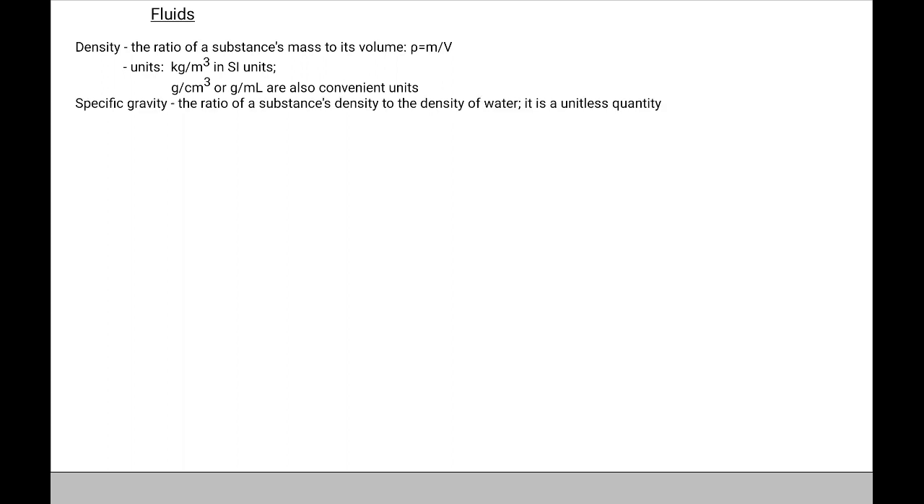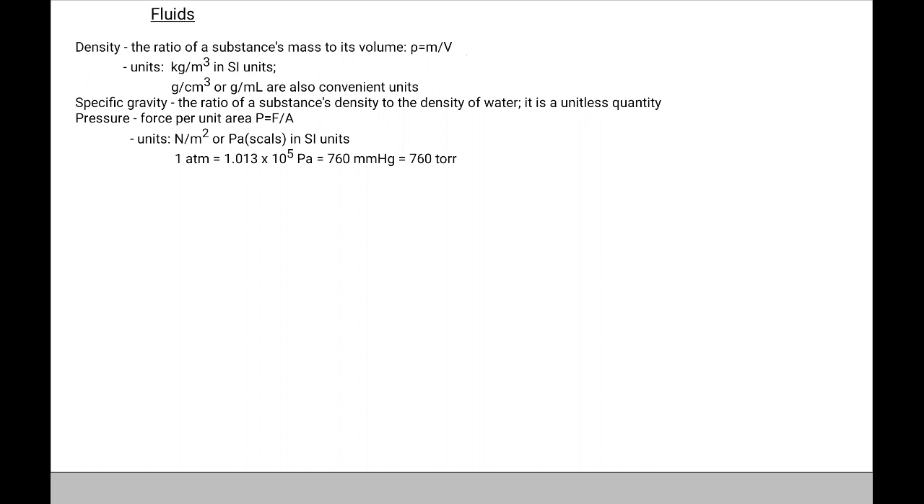Something called specific gravity is a unitless quantity, and it is the ratio of a substance's density to the density of water. So if we have the density of any other liquid in grams per cubic centimeter, then we can divide that by 1 gram per cubic centimeter, so the units cancel out, and the specific gravity of that substance is basically its density, but without any units. So here, always make sure that you convert units from maybe kilograms per cubic meter to grams per cubic centimeter, or the other way around.